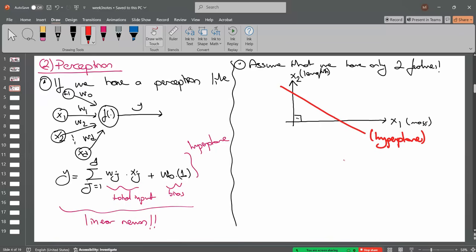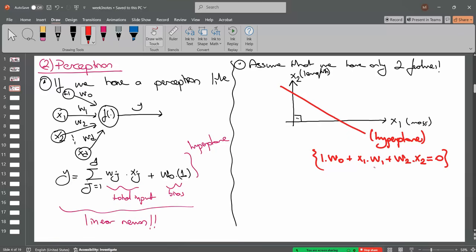And so what's the formation of these terms? This hyperplane is a line in terms of 1 times W0 plus x1 times W1 plus W2 times x2, which is equal to the y. Okay, where is this coming from? This is coming from this one. This is the y.